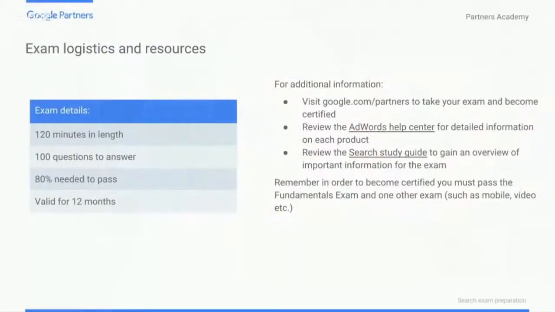Some logistics around the exam. If you haven't taken it before, it's 120 minutes with 100 questions. You need 80% to pass, and this is good for the next 12 months. You'll need to pass the search exam and one other exam for your basic partner certification requirements. And there are a wealth of resources on the Google Partners Help Center as well as the Google Partners community.